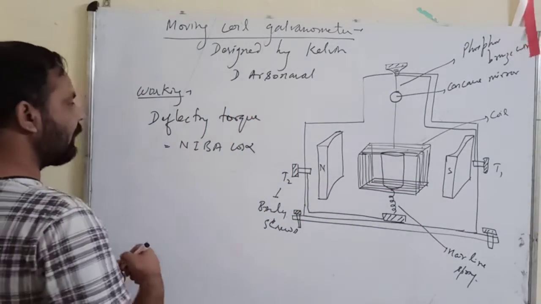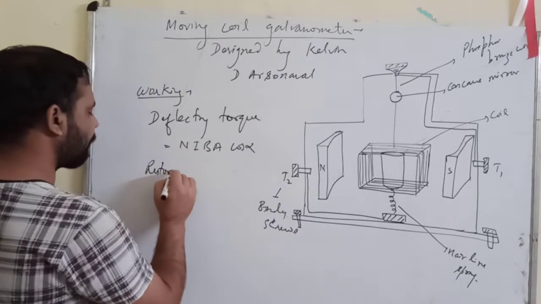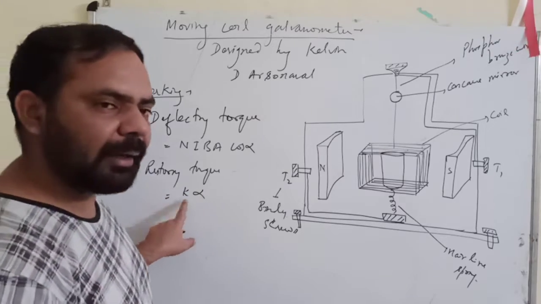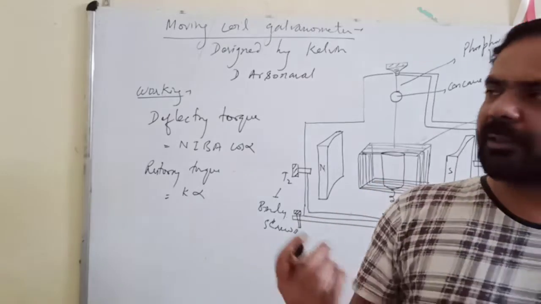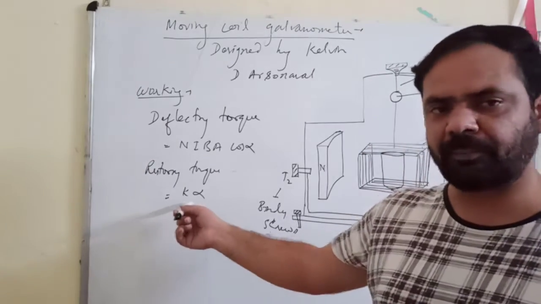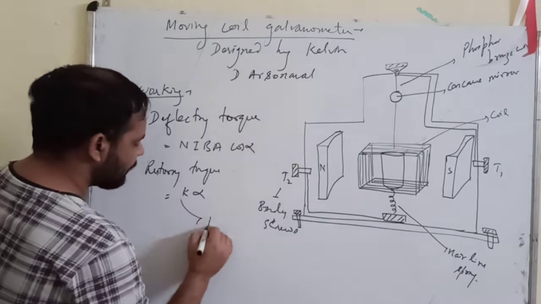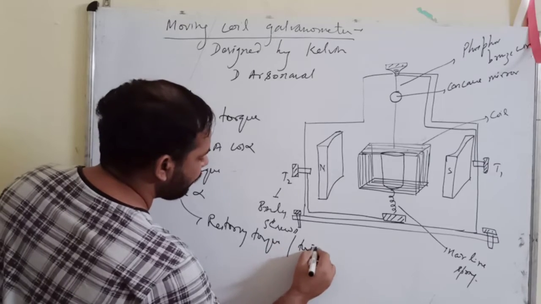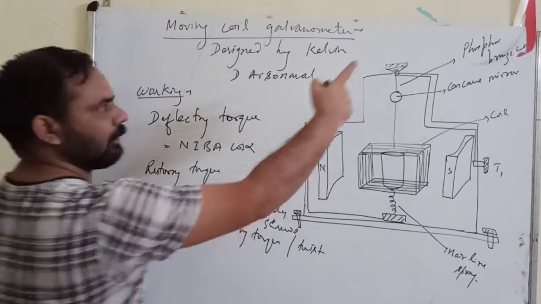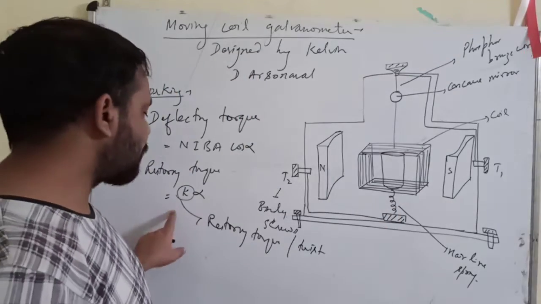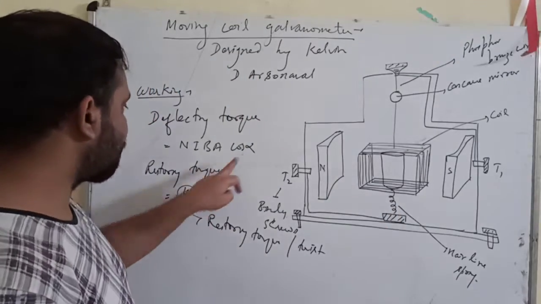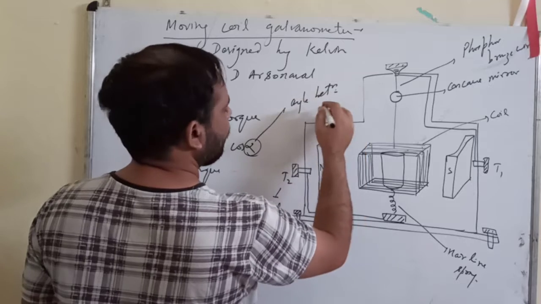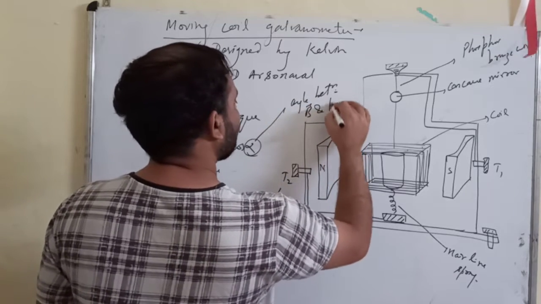So equilibrium means this deflecting torque will become equal to the restoring torque, which is equal to K alpha. Now what is K? K is a constant for the material, called the restoring torque per unit twist. This is a constant for the material, phosphor bronze. So K is the restoring torque per unit twist. And what is alpha? Alpha is the angle between the B vector and the plane of the coil.